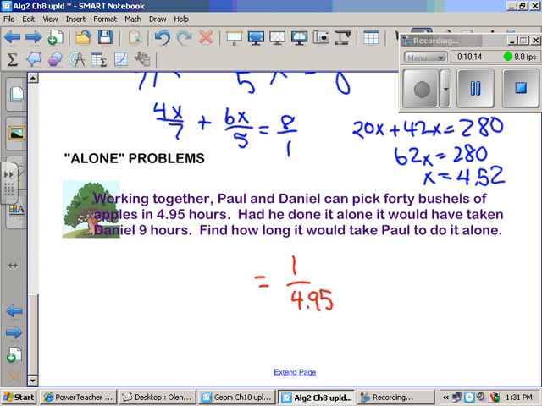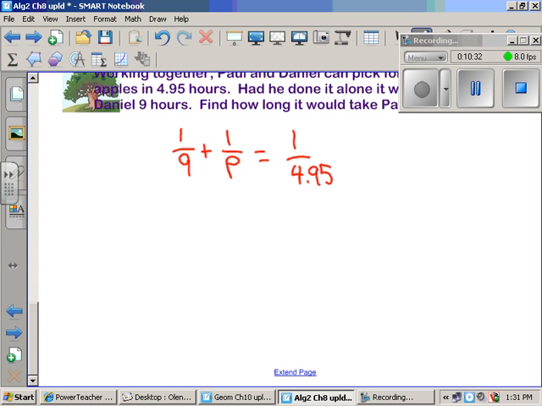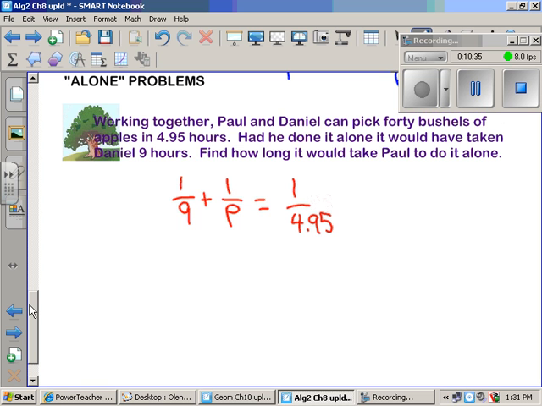Their individual rates: Daniel can do 1/9 of his work in an hour. Paul, we're still looking, so whatever his rate is, 1 over P. What's my common denominator going to be there? 9. How would I figure it out? Take 9P and 4.95 and multiply them all together. So 9 times 4.95 is 44 point something.